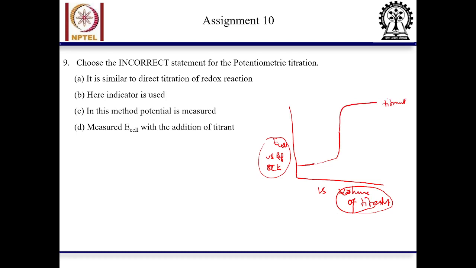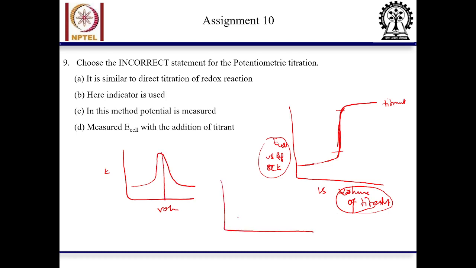Now, the end point is determined from this potential change against the volume of the titrant. So you have to find out where the end point is. You take the first derivative with respect to the volume of the titrant, and it will look like this. So this is your end point. If you take the second derivative, how will it look? It will go like this. So this is your end point.